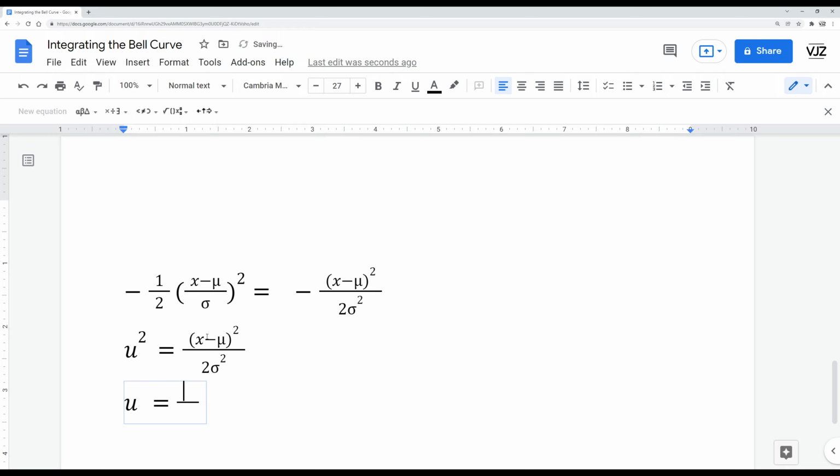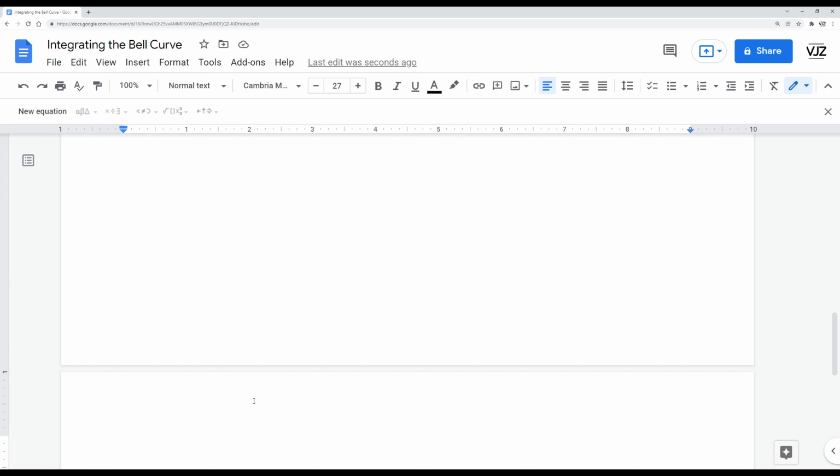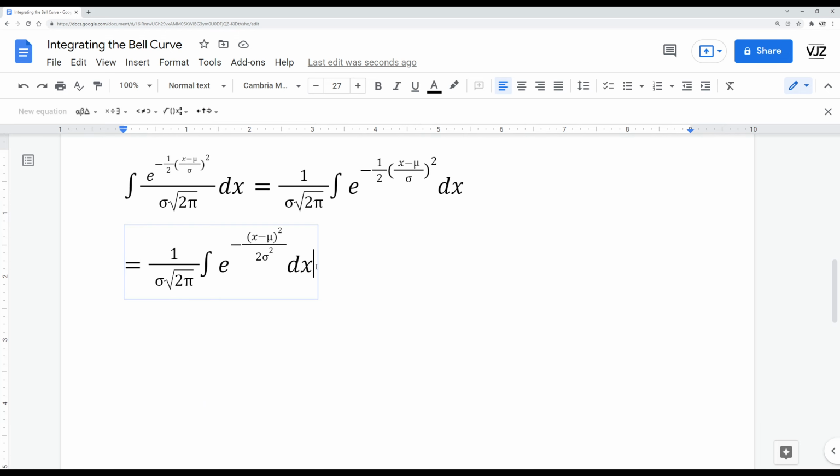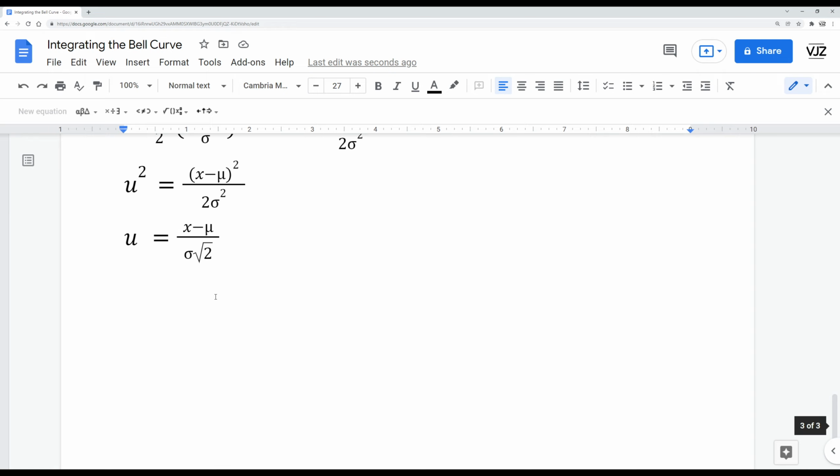So this square rooted just becomes x minus mu. There we go. And then the bottom, square root, based off our exponent rules, the square root of 2, and then the square root of sigma squared is just sigma. There you go. So this is the u value. Now, before we go back and substitute this in right here, we're going to try to find the derivative, because that's how u substitution works.